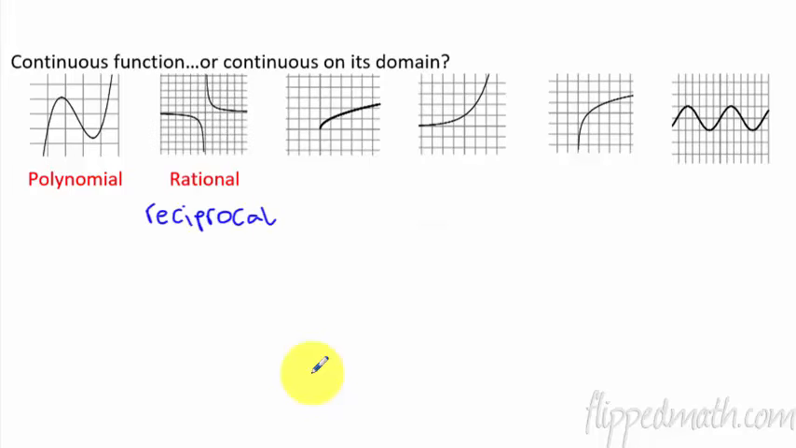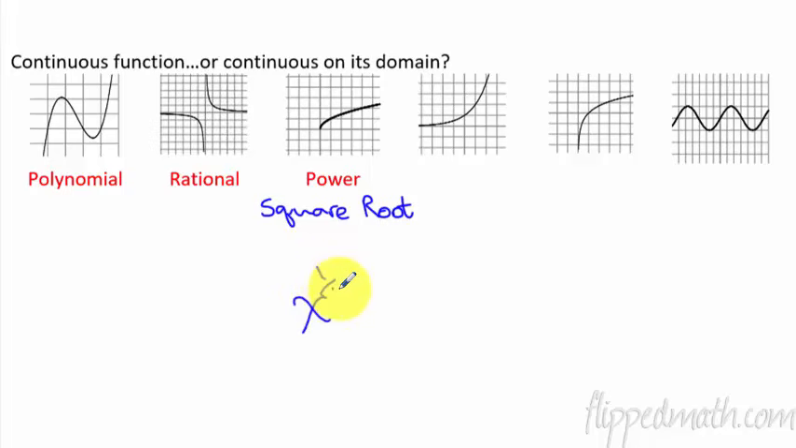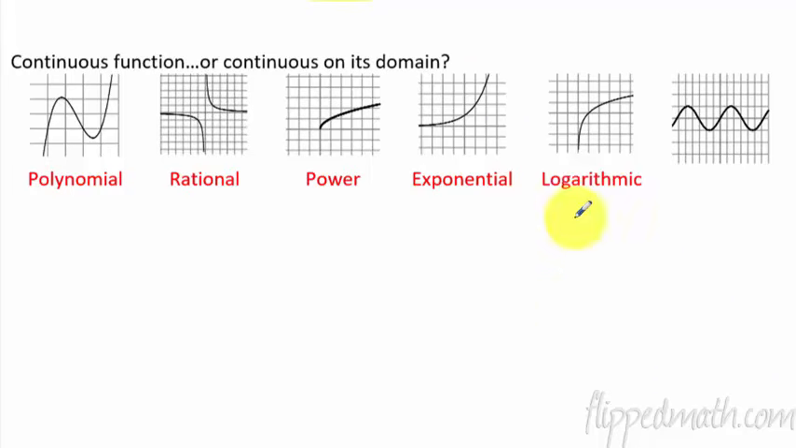So the second one I put down as a rational. Some of you might have put reciprocal. That could be the same thing, a rational function. Next one would be a power function, although if you're really good at this one, you might have said it's a square root, but technically a square root function, when we raise it to the 1/2, is actually a power function, so square root is just an example of a power function. Next one is an exponential function. Next one is a logarithmic function. Those two are like inverses of each other. And then the last one, you might have put sine or cosine, but it's a trigonometric function. I spelled that wrong, there's an O in there.